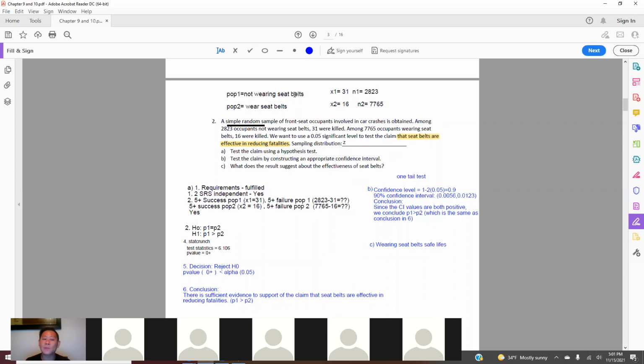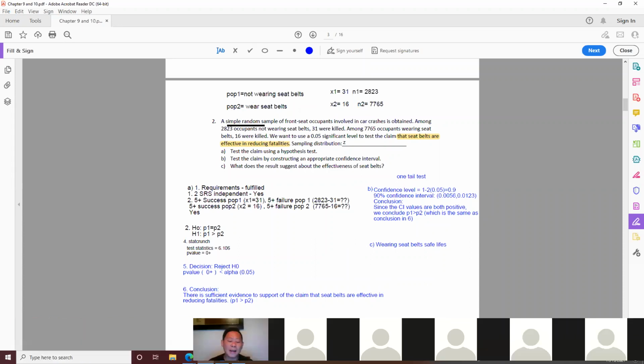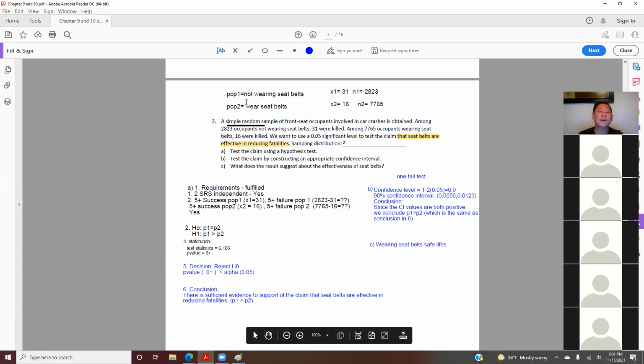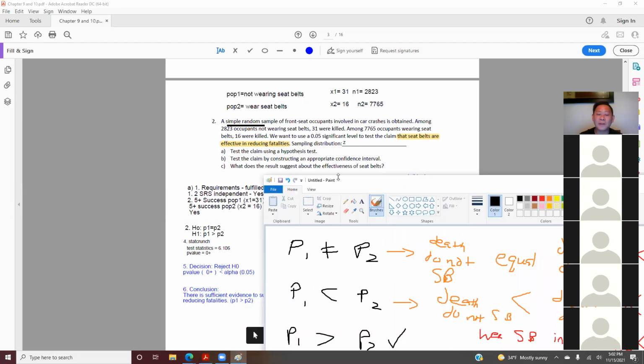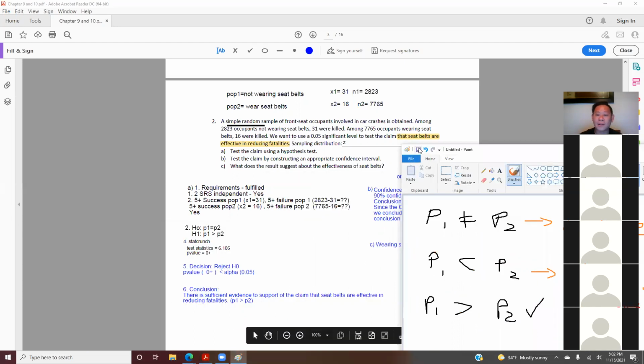So class, this is what happens when population 1 is those who do not wear seatbelts, and population 2 is those who wear seatbelts. I want you guys to switch these two around. Same questions, but your population 1 now is those who wear seatbelts, and population 2 in this case is those who do not wear seatbelts.